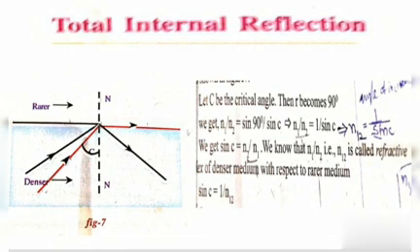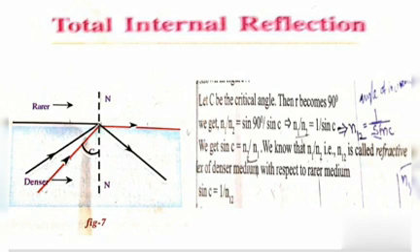Hello students, in the previous class we discussed Snell's law and what happens to light when it travels from denser to rarer medium. In this class we are discussing total internal reflection. So what is the meaning of total internal reflection? Is there any chance that the angle of refraction is equal to 90 degrees? When does this happen? Let us find out.